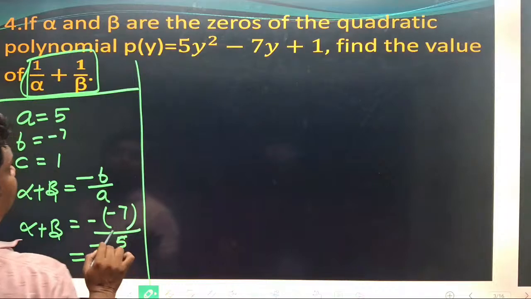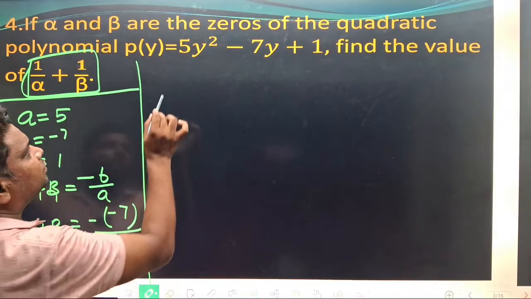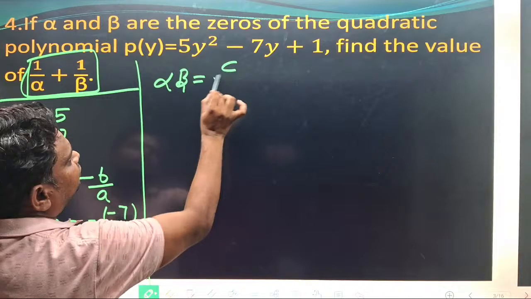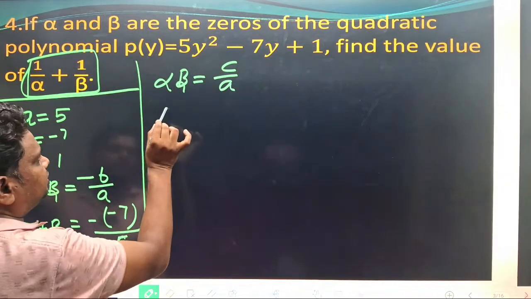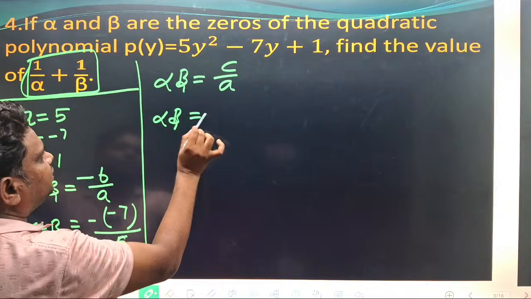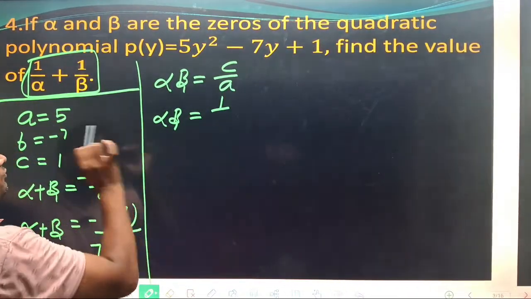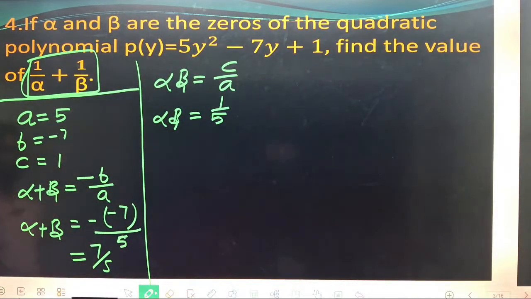Now product of zeros. Product of zeros means alpha into beta, which is equal to c upon a. C is equal to 1 and a is equal to 5, so alpha into beta is equal to 1 upon 5.